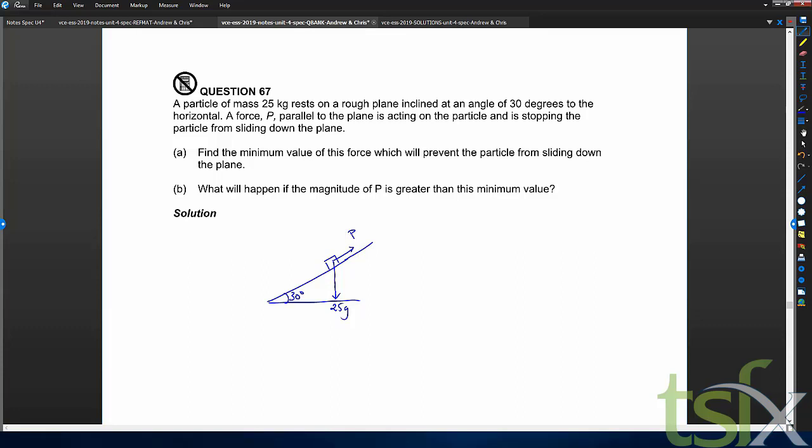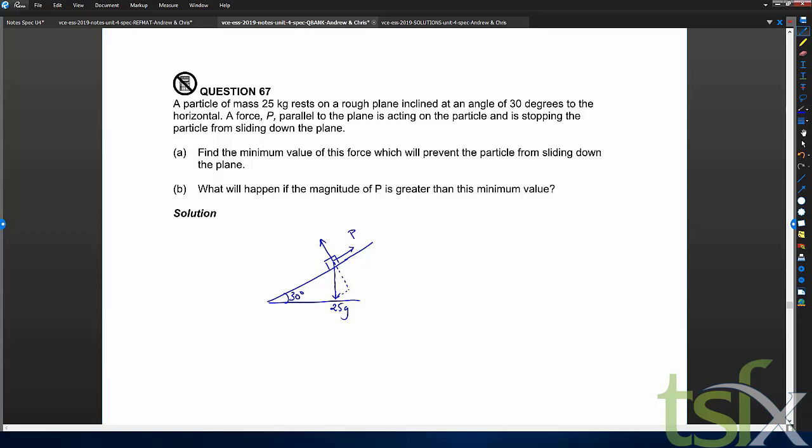Okay, stopping it from sliding down the plane. So what do we notice so far? Anything else? What other forces do we have on there? The normal force. So if I did some dashes down there, we would say the normal force would be about that length. Yep. Okay.